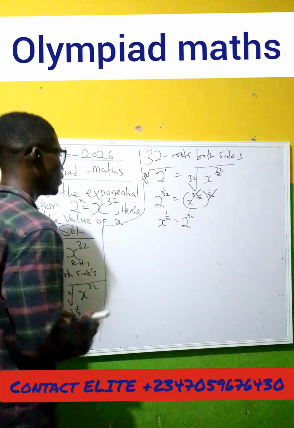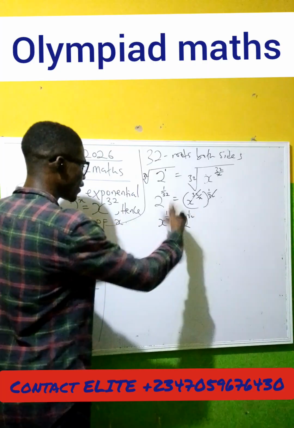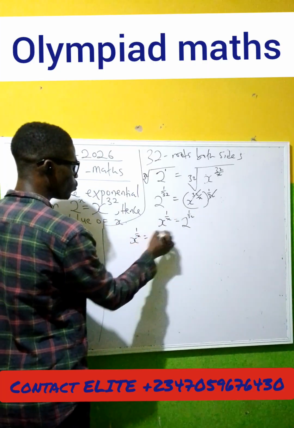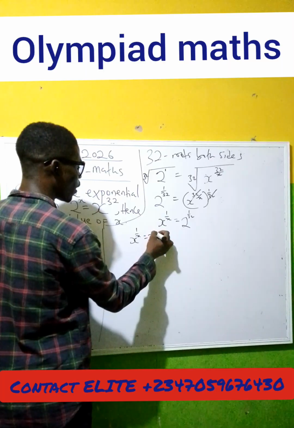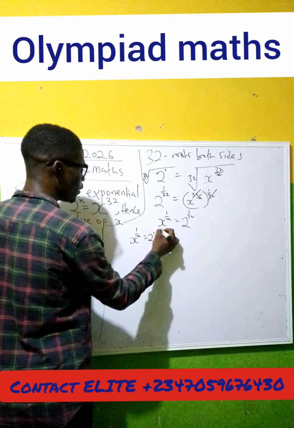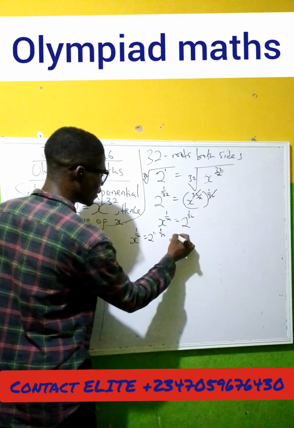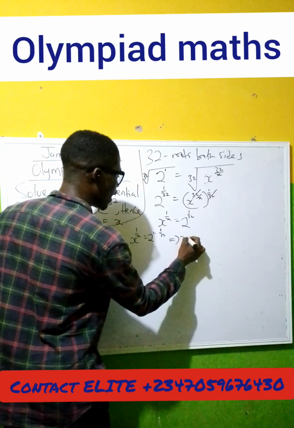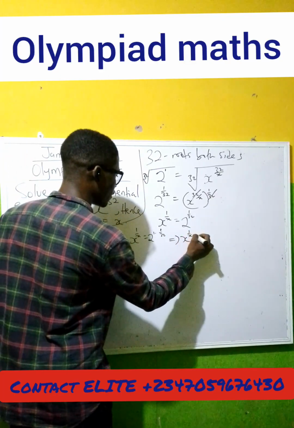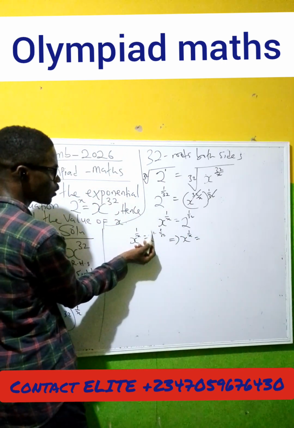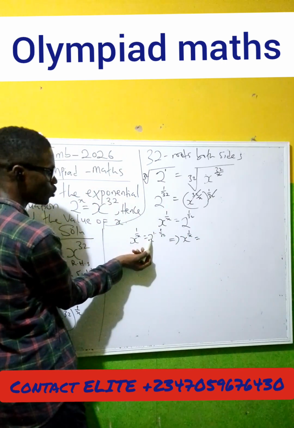Alright, we proceed. Now, how do we do that? We are trying to balance the case. So that means x raised to power 1 over x equals, this one is the same thing as 2 raised to power 1 multiplied by 1 over 32. Which implies x raised to power 1 over x equals, now since the base here is 2, we turn this one, this one is 2 raised to power 1.